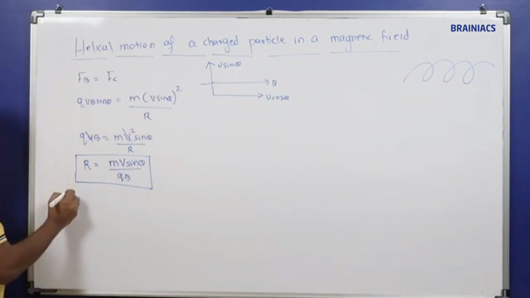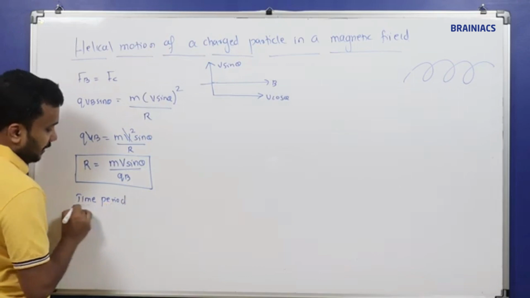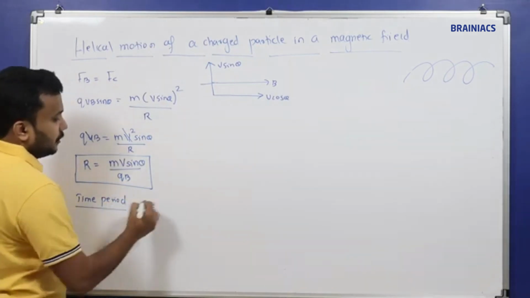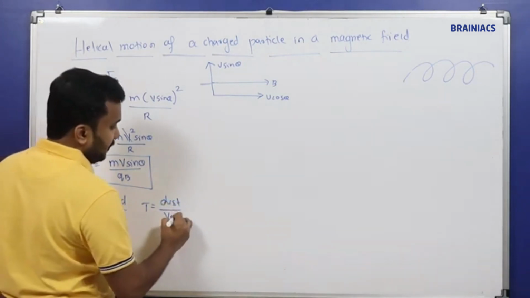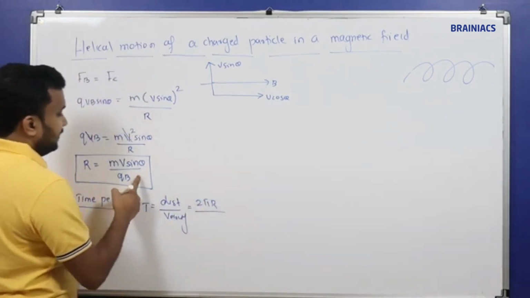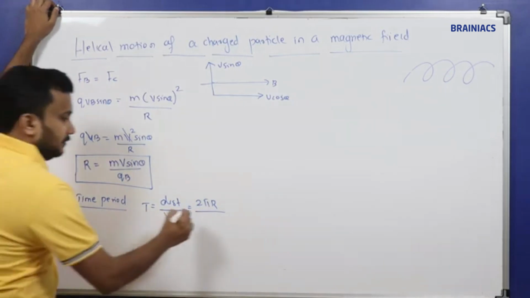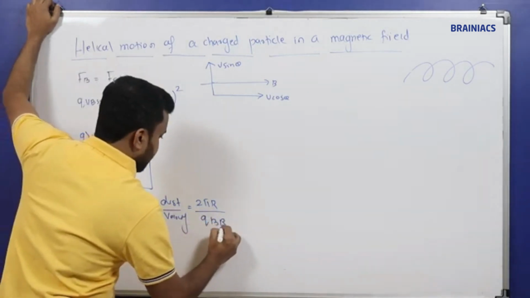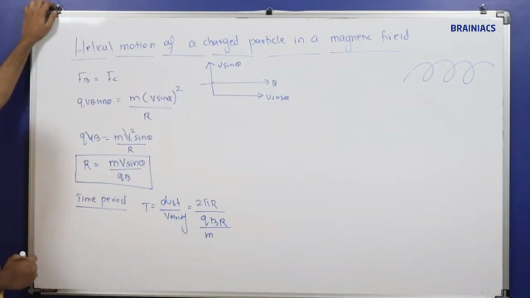Okay, next factor. So radius we found out. Next factor is called the time period. Time required to complete one revolution. So time period, time is always what? Distance divided by velocity. Distance by velocity is called the time period. What is distance? 2 pi r. What is velocity? From this one we got velocity is equal to QBR, correct? QBR divided by M. That's all.